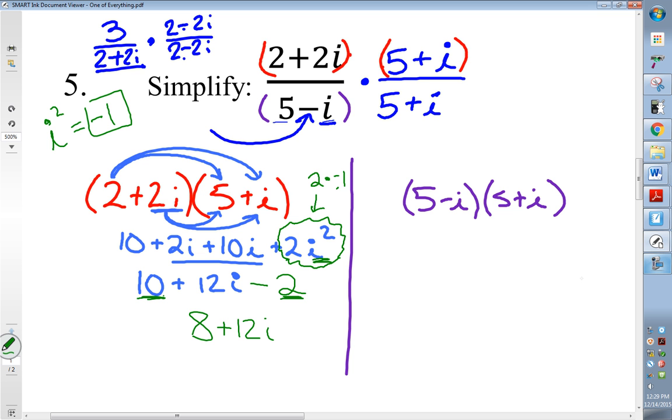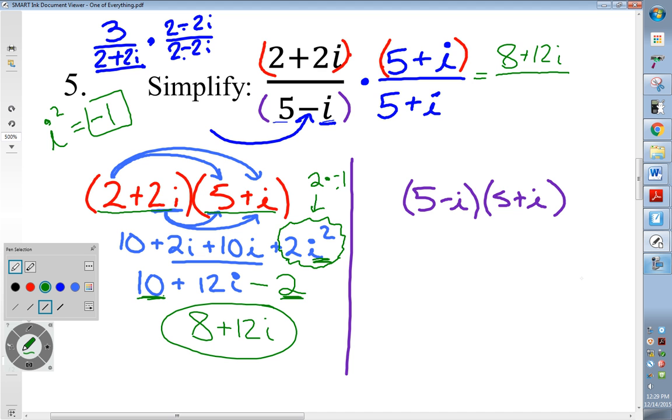All right, so that is the top, because we did 2 plus 2i and 5 plus i. We multiplied them together, and this is what we got. So that's going to go on the top of my fraction, 8 plus 12i. All right, then we got to do the other one. We're going to multiply it together.